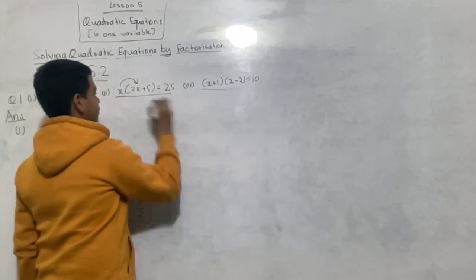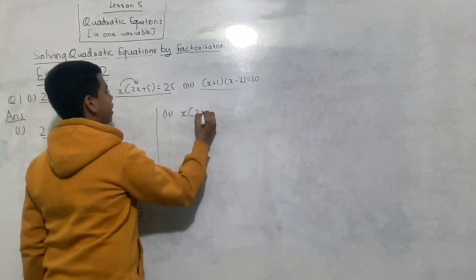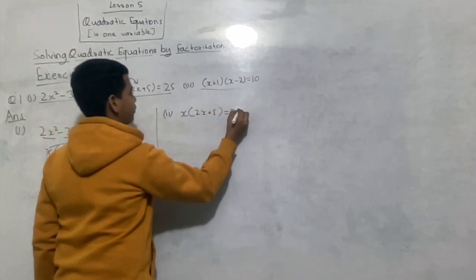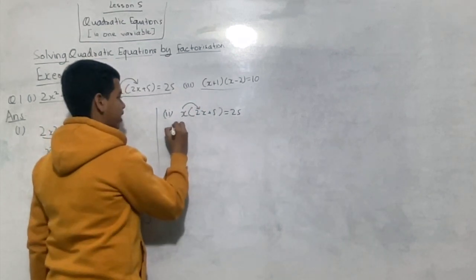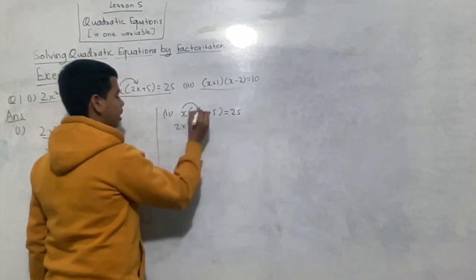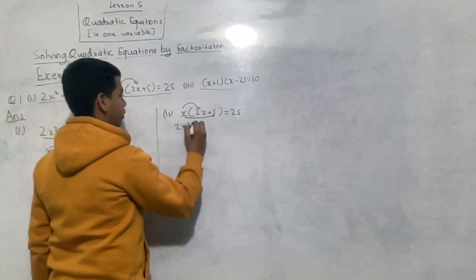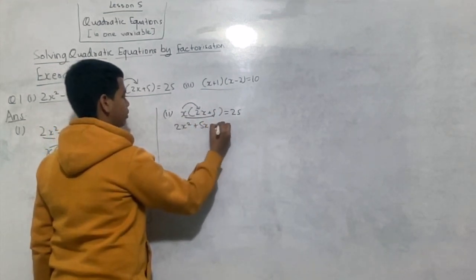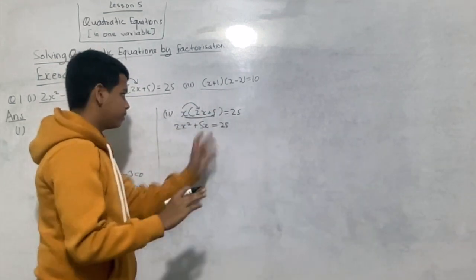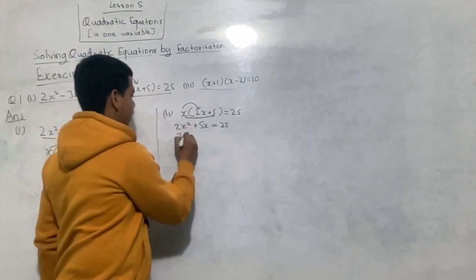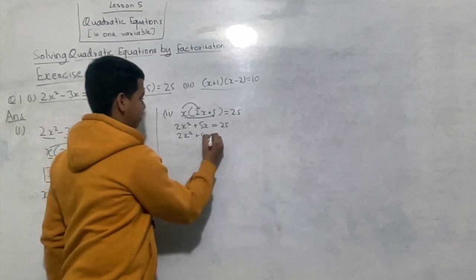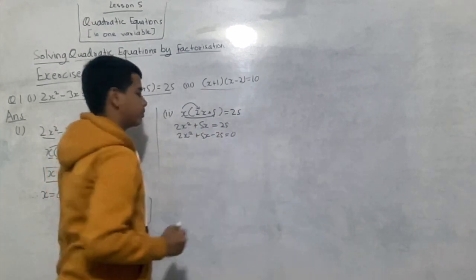Let's start with x times 2x plus 5 is equals to 25. Now let's multiply this. First you multiply x by 2x, we get 2x square. Now you multiply x by 5, you get plus 5x is equals to 25. Understood? Now take this 25 to this side. We get 2x square plus 5x minus 25 is equals to 0.